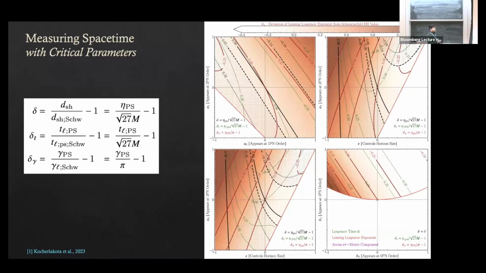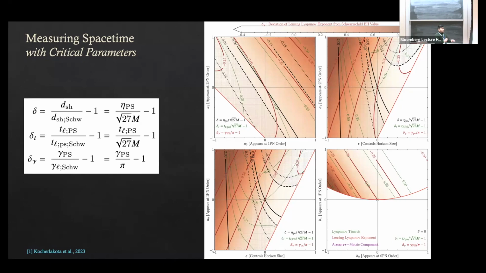Okay, so with all these different parameters that we talked about, the shadow size, the Lyapunov time, and the Lyapunov exponent, these three, what can we do with tests of gravity? These three different deviation parameters are telling you how different they are from the Schwarzschild value. And here are four different black hole parameter spaces. The red lines are isocontours of the Lyapunov exponent, the scaling one. The blue lines are the shadow size, and the green ones are the Lyapunov time.